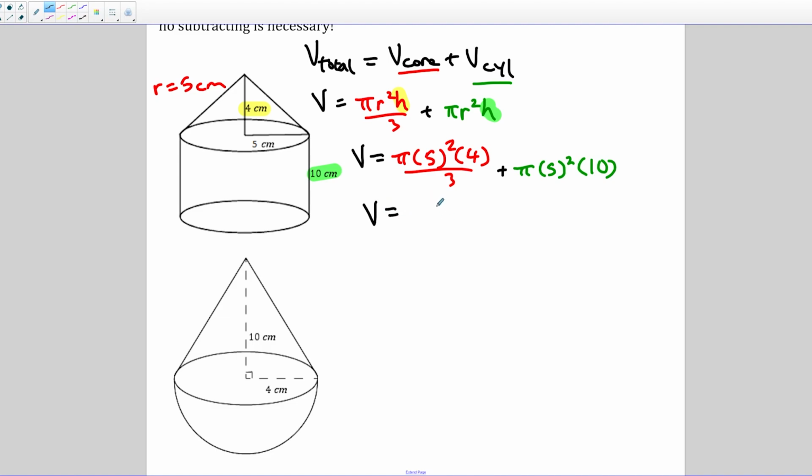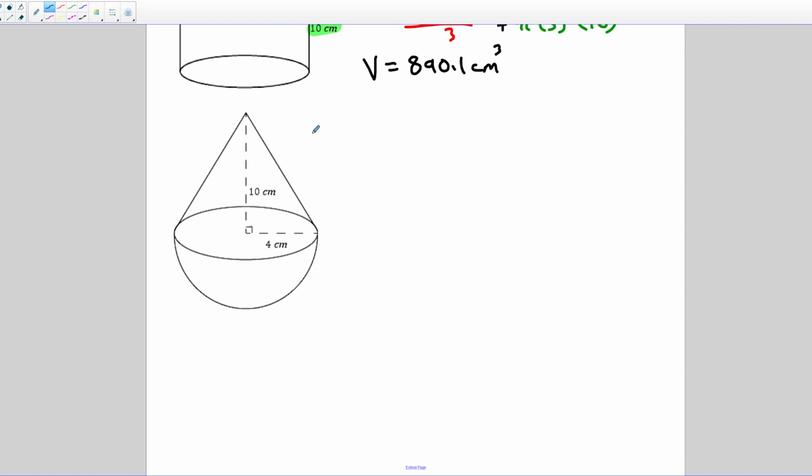From here, we just need to plug that into the calculator and we get a grand total of 890.1 centimeters cubed. For example number 2, we just need to identify that our total volume is equal to the volume of a cone plus the volume of a hemisphere. So starting off with the volume of a cone, we once again have pi r squared h over 3. And we're going to add that to the volume of our hemisphere.